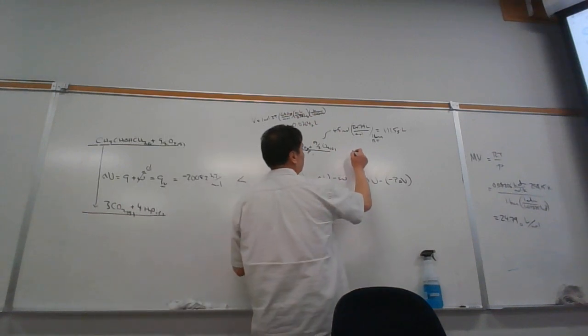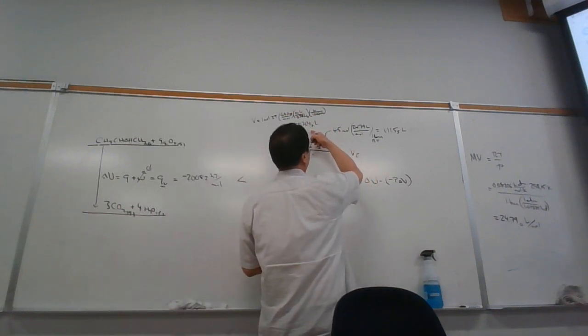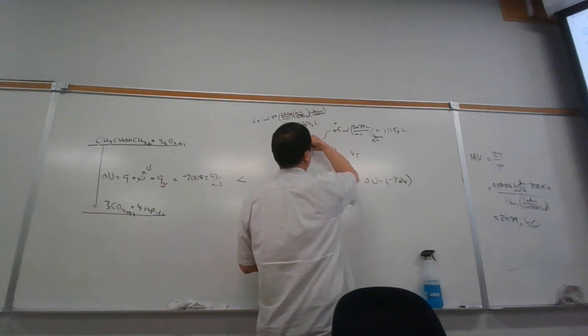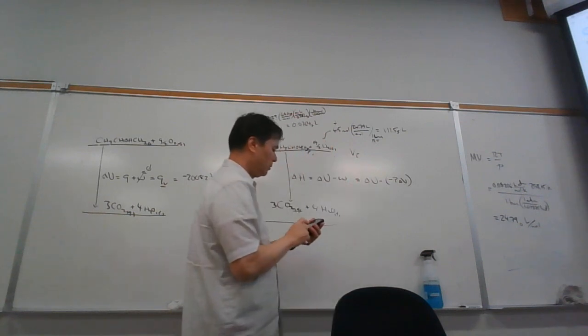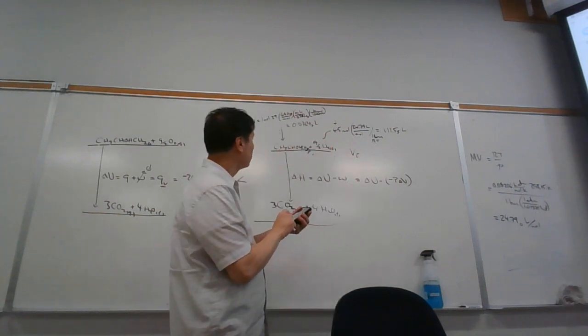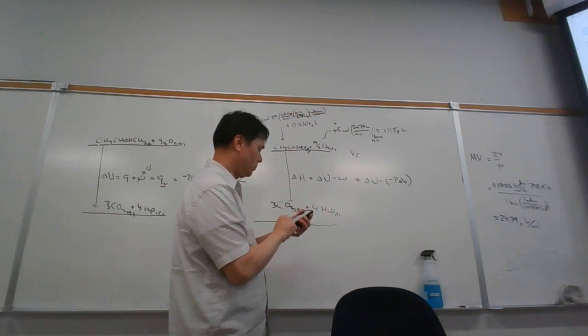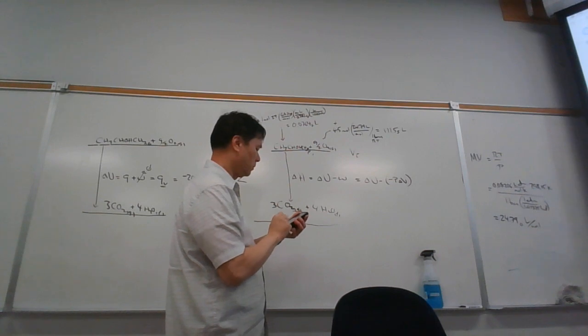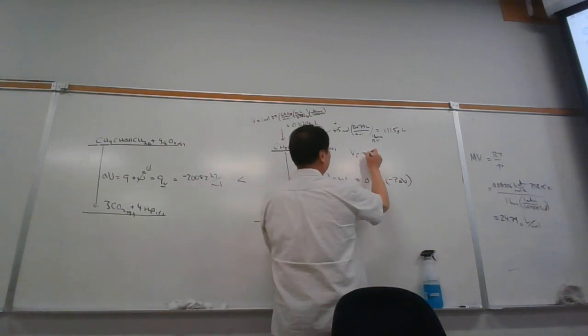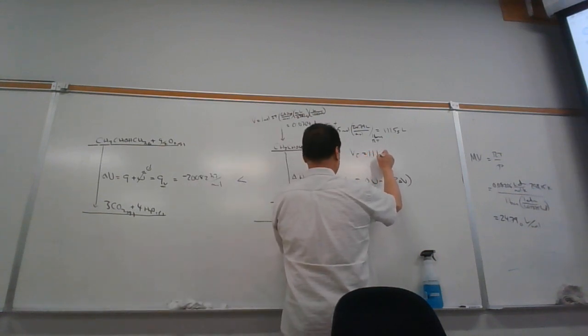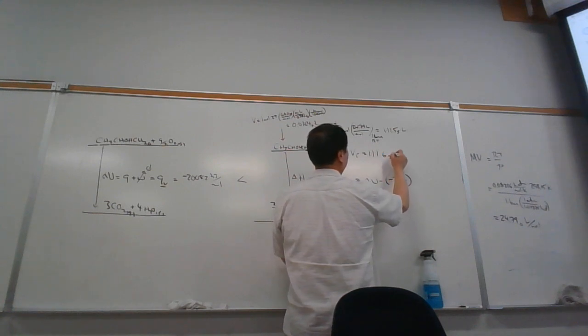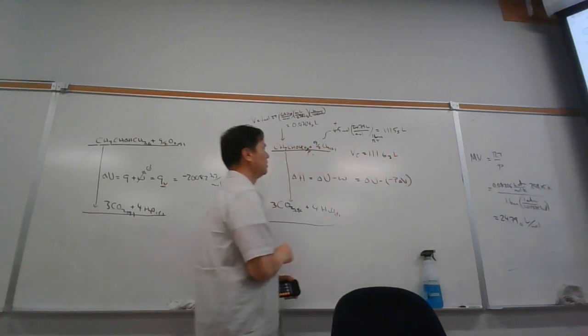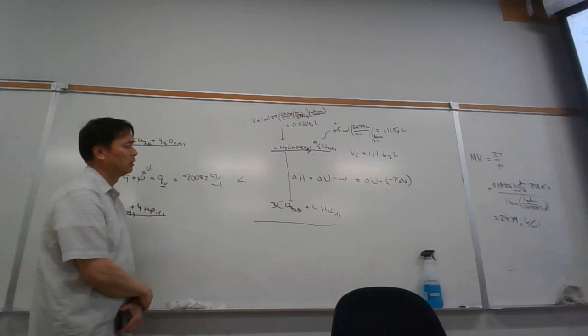So V initial is just combine these two volumes. So 111.55 plus 0.07647 equals 111.63 liters. This might be initial.